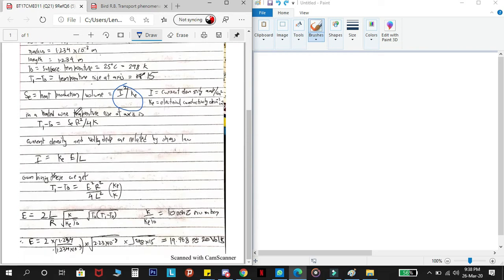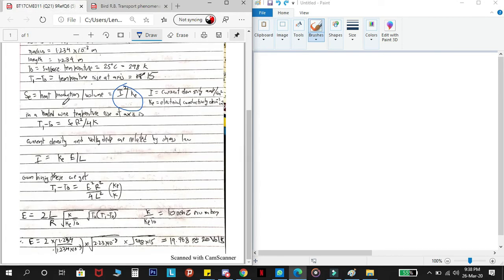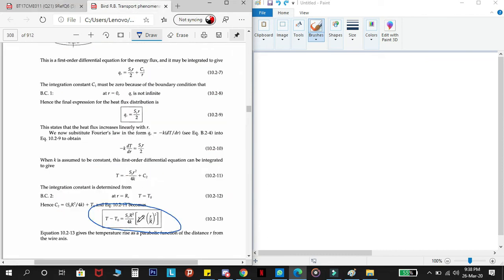Now, to get the temperature at the axis, we need to know the distribution of temperature in this kind of heated wire. We get that from this equation. By doing a shell balance, we can get this formula, which states that the change in temperature between the surface and any point inside the wire is this function, where Se is heat generation, heat production per volume, which is the I square R losses, divided by 4k, into 1 minus r by R, whole square.